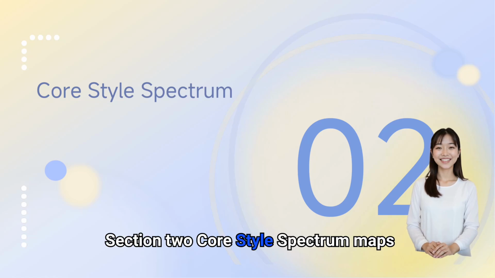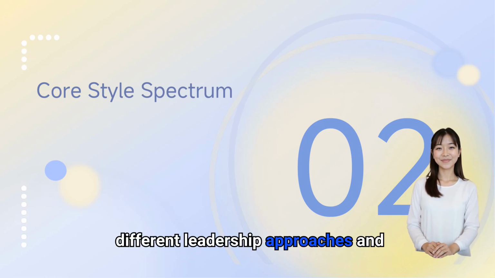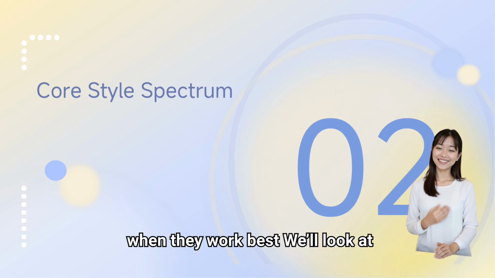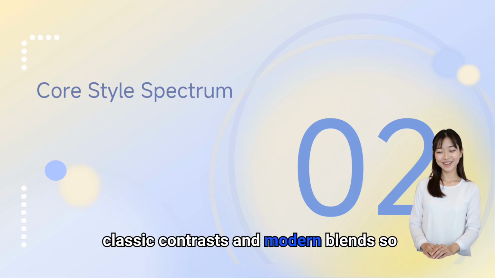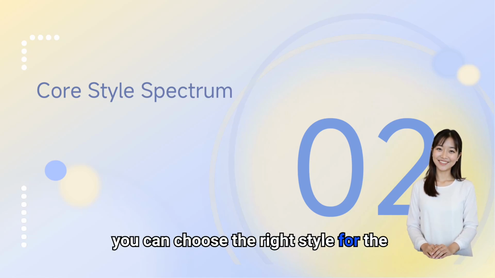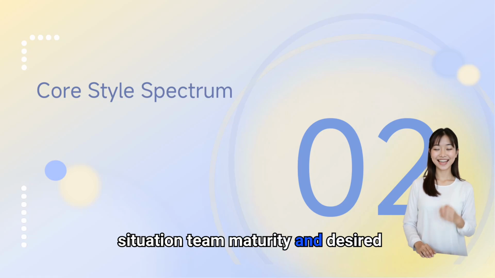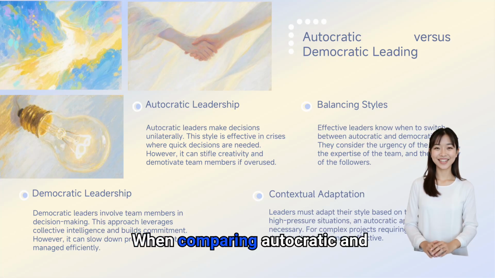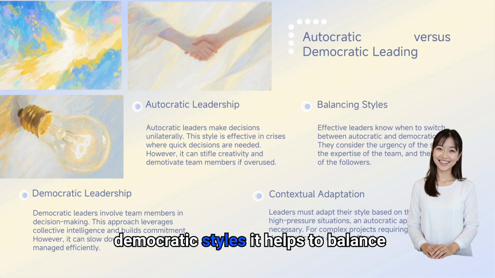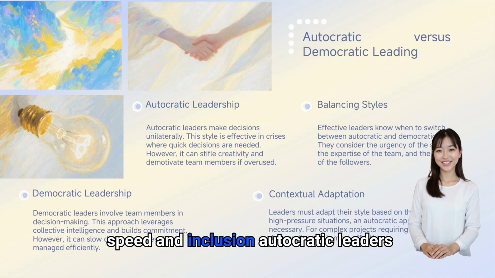Section 2, Core Style Spectrum, maps different leadership approaches and when they work best. We'll look at classic contrasts and modern blends so you can choose the right style for the situation, team maturity, and desired outcomes. When comparing autocratic and democratic styles, it helps to balance speed and inclusion.